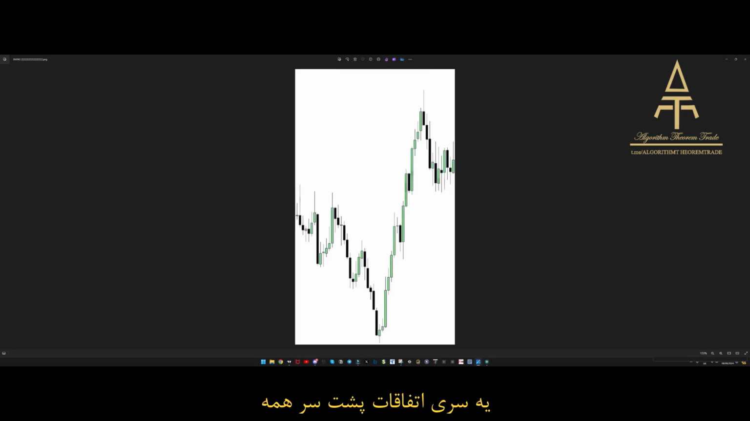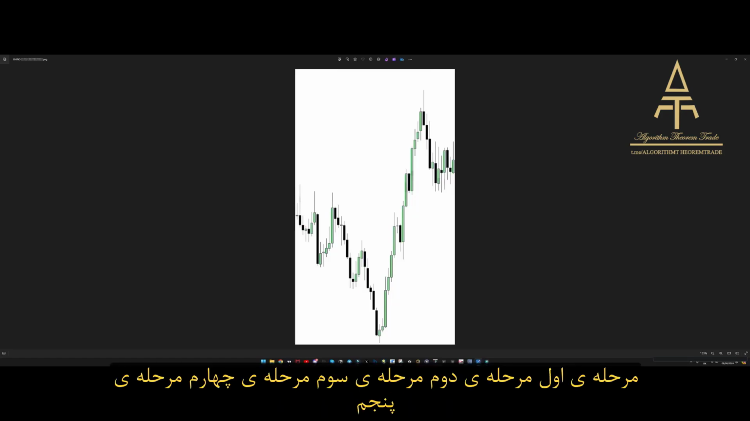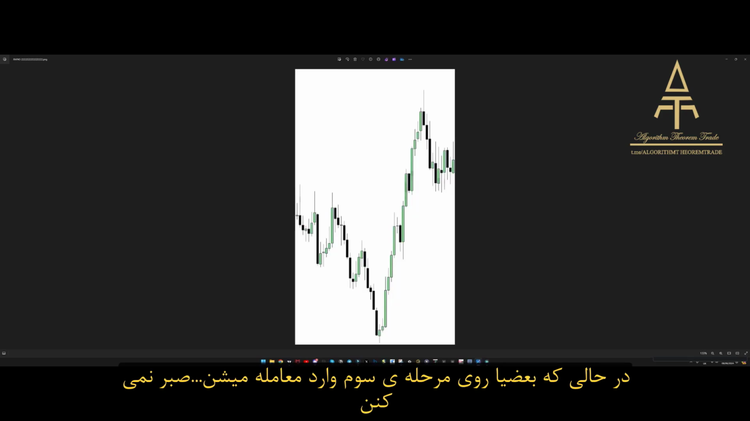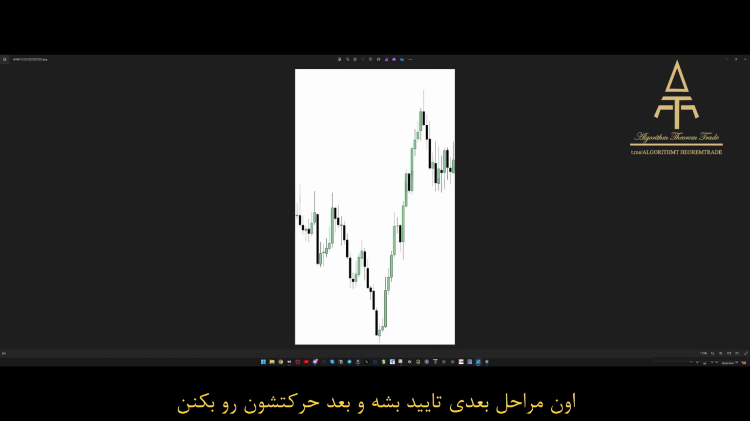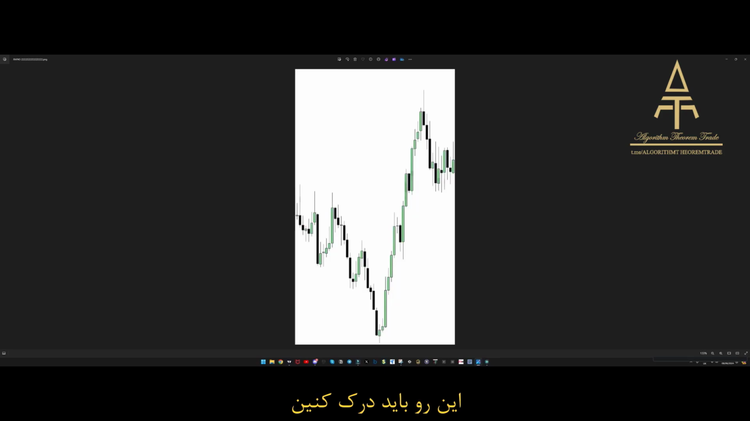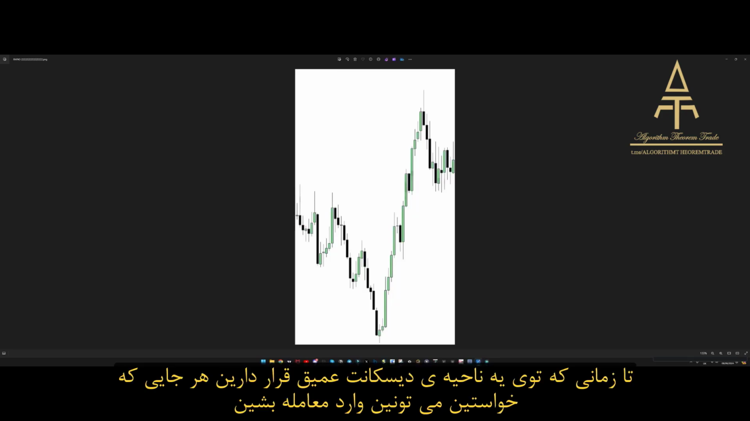It's a sequence of events. It's step 1, step 2, step 3, step 4, step 5. All those things occur to confirm that a low is forming. While some people try to enter based on step 3, for example, why not wait for those extra steps to be confirmed and then do something? It's a major difference. It's just those extra confirmations, and you're still entering in a very deep discount. That's what you need to understand. As long as you're in a deep discount, you can enter wherever you want to enter.